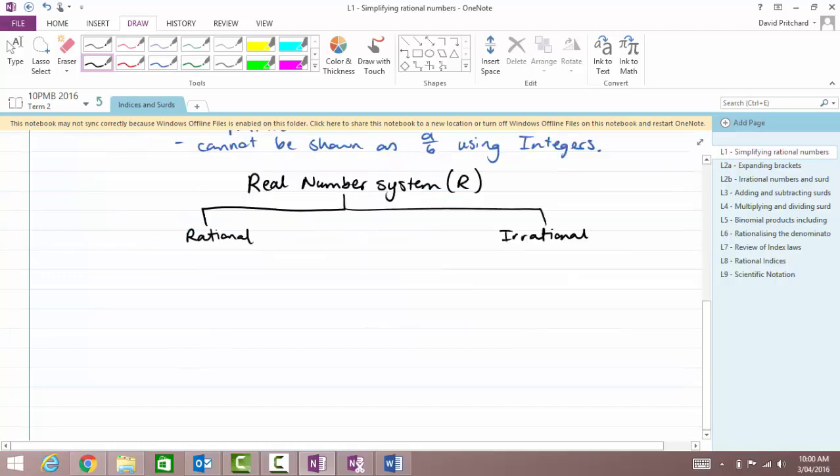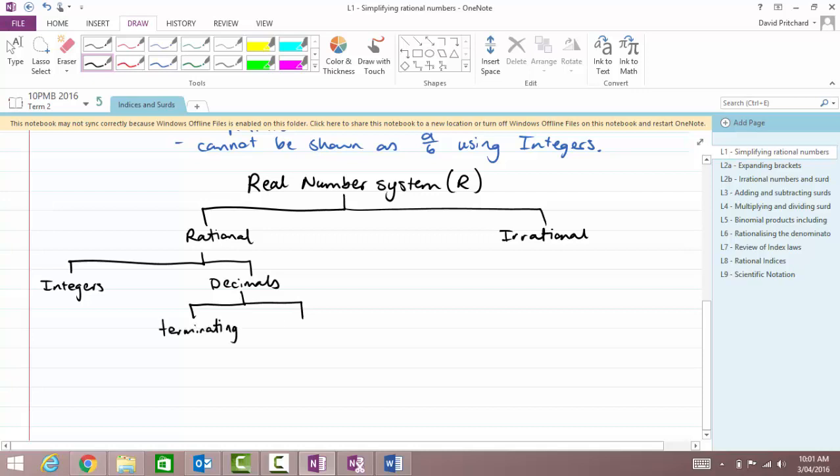Now, rational can be broken down into a few things. It can be integers or decimals. Now, the decimals that fit into here are terminating or reoccurring. So there has to be some kind of pattern. Terminating are pretty straightforward. They just come to a stop, so it might have 3 or 4 decimal places without rounding. So something like this, 0.32 would be a terminating decimal. 0.1743 would also be terminating.